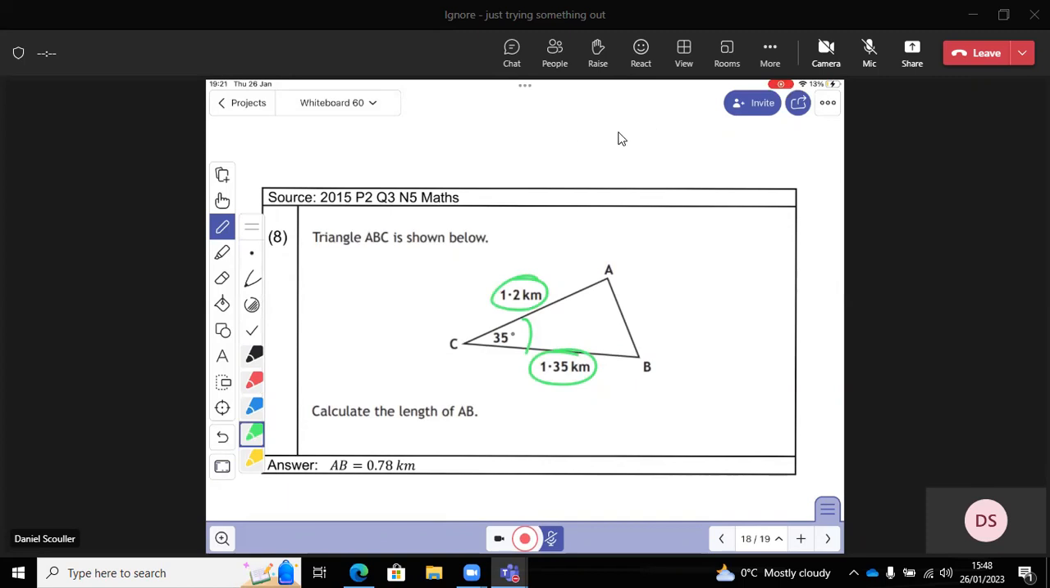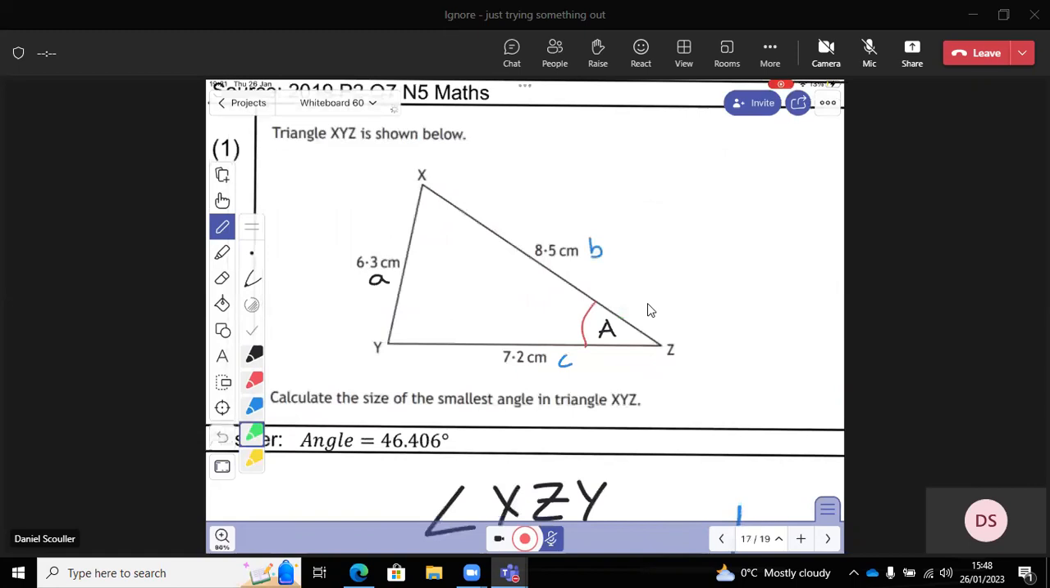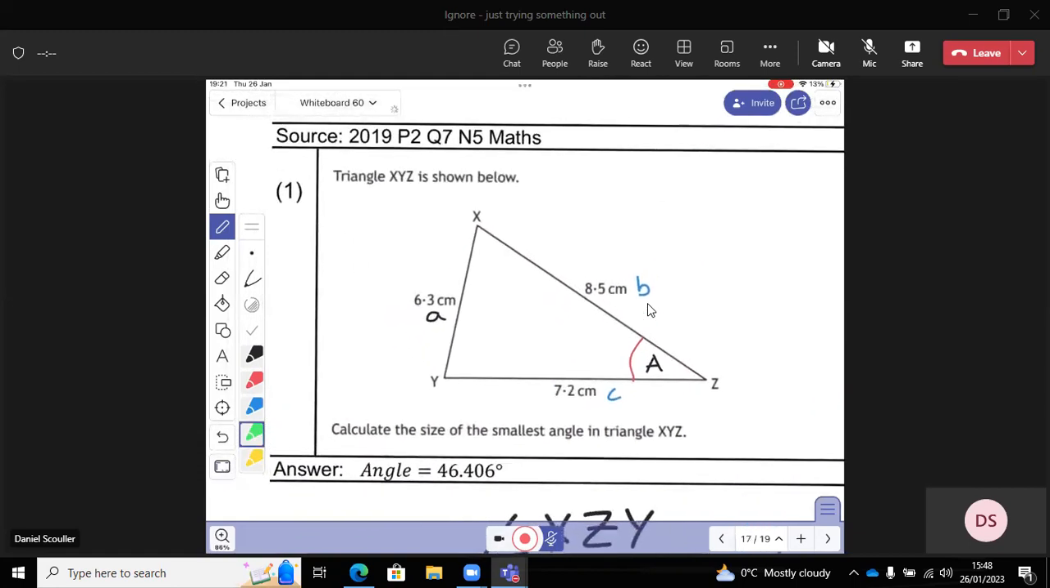Someone's asking a question about how do you know which angle to use. In this one, how did I know that's the smallest angle? It was really just through sight. I'd probably say if you've got time and it's not immediately obvious, pick the one that looks the smallest. So in this case, I've picked angle XZY. Work that one out.